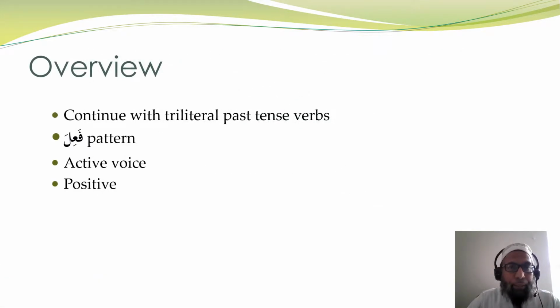What we're going to cover in this class within the next half hour is to continue our study of the triliteral past tense verbs, meaning those verbs that have only 3 root letters. In this class, we're going to cover the fa'ila pattern. Last class, we covered the fa'ala pattern. This class, we're going to cover the fa'ila pattern, and of course, it's going to be the active voice and positive.